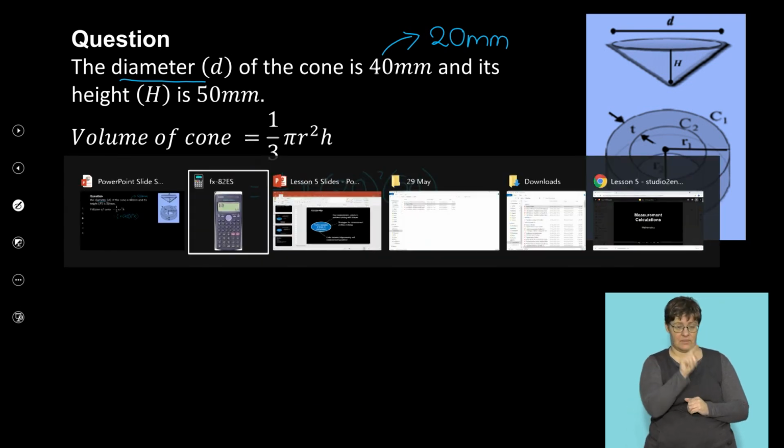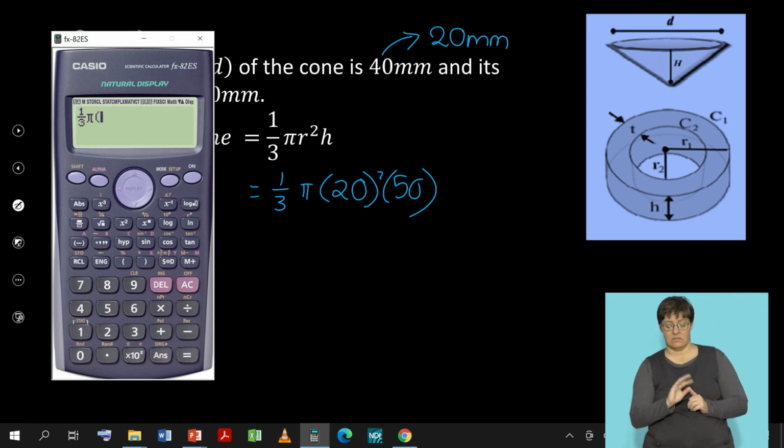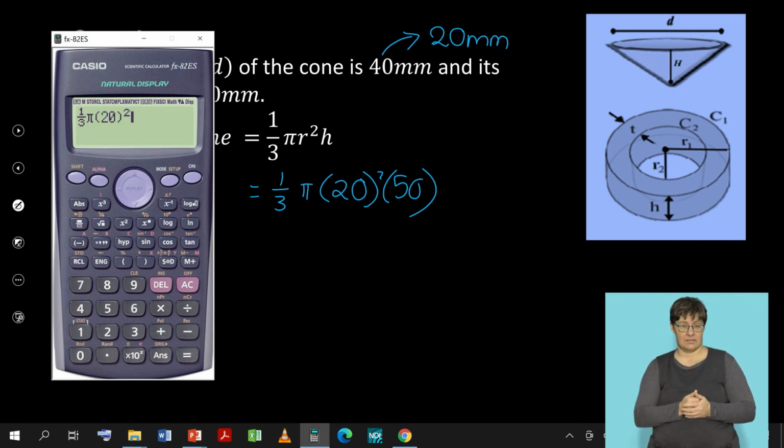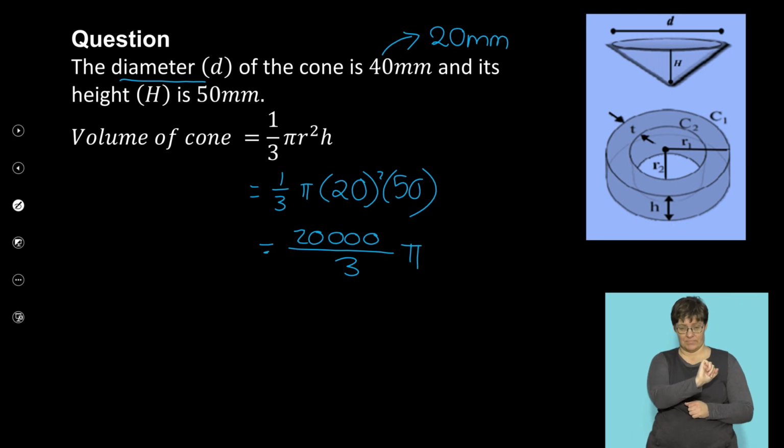So let's plug this all into our calculator, friend. So it's going to be 1/3 multiplied by pi multiplied by 20 squared multiplied by 50, which, as we're leaving our answer in terms of pi, is 20,000 over 3 pi. And that is the volume of the cone.